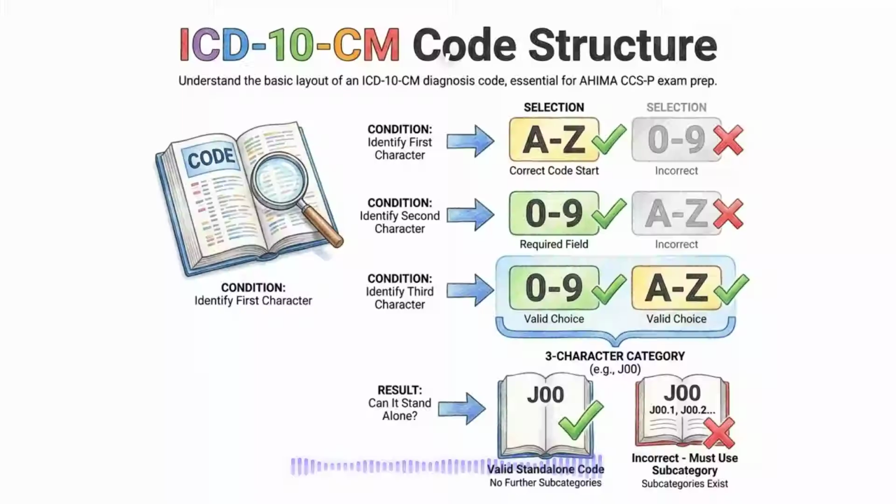Every diagnostic code follows a specific layout that you must understand to navigate your code book successfully. An ICD-10-CM code always begins with a letter, which is followed by a number in the second position, and another number or letter in the third position. This initial three-character combination represents a general category of disease, such as a specific type of infection or respiratory illness.